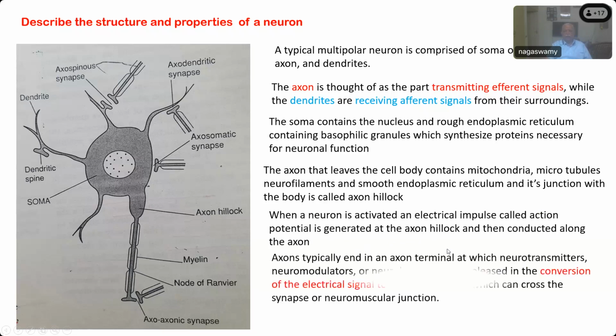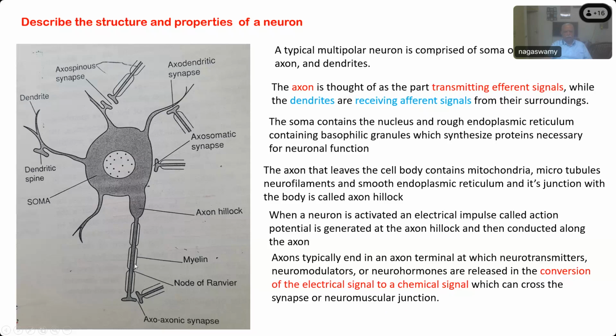Okay? And the axons typically end in an axon terminal, at which neurotransmitters, neuromodulators, or neurohormones are released, converting the electrical signal to a chemical signal, which can cross the synapse or neuromuscular junction. So even between two nerves, if they are in contact, the primary conduction is by electrical discharge, that is sodium coming in and potassium going out. In that way depolarization occurs, which is called the electrical conduction.